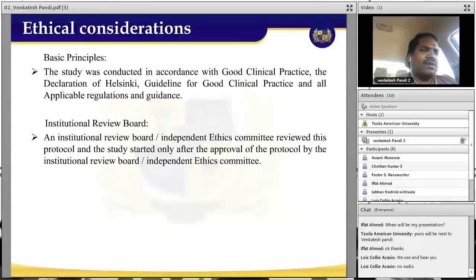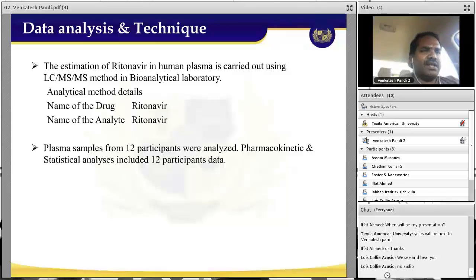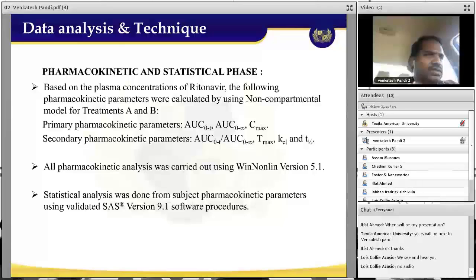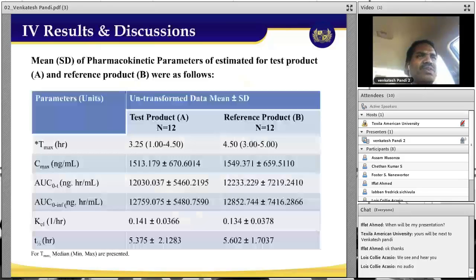Being for my PhD, I have just done this, but I did not submit it to the regulatory, but I have given the information to the ethics committee. So these are the ethical considerations, the basic principles. The study was conducted in accordance with GCP and the Declaration of Helsinki. After taking the ethics committee approval, the data analysis was done, and these were the pharmacokinetic and statistical phases.